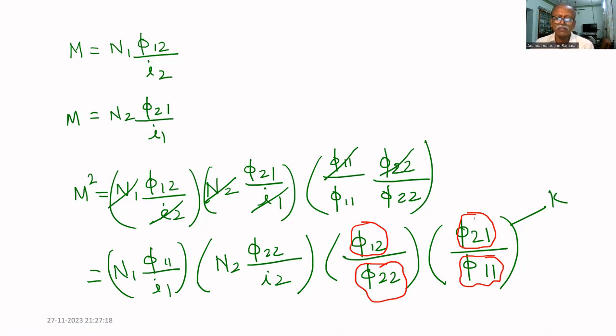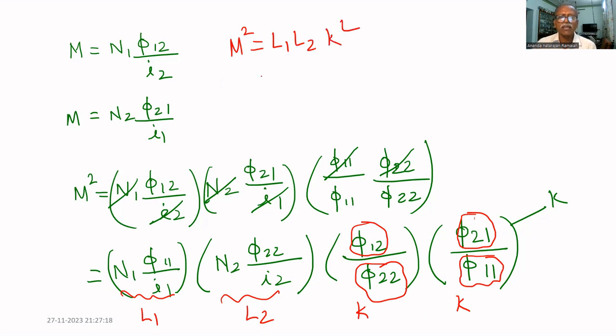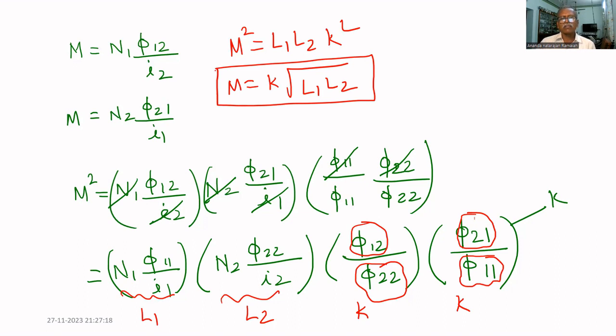Coupling coefficient. Therefore, we know that this is equal to L1, this is equal to L2, and this is equal to K, this is also K. Therefore, M square equals L1 L2 K square, or M equals K times the square root of L1 L2. Only the positive value, because all the parameters are positive. M equals K times the square root of L1 L2. That's all.